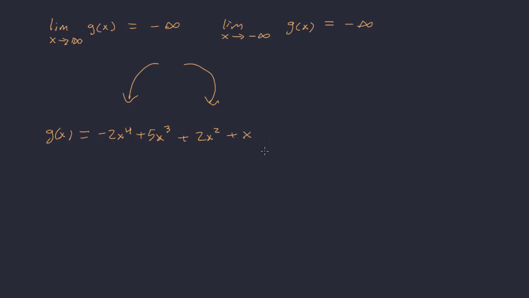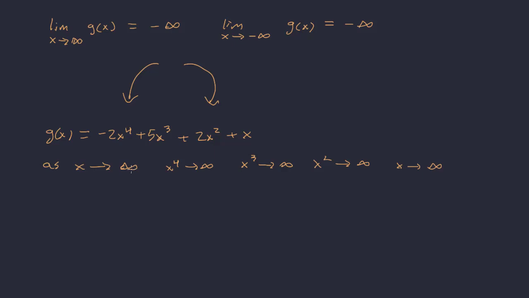So as x goes to infinity, we can speculate that x to whatever power is also going to be going to infinity. So as x goes to infinity, x to the fourth goes to infinity, x to the third goes to infinity, x squared goes to infinity, and x goes to infinity. I mean, that hopefully isn't too mind-blowing.